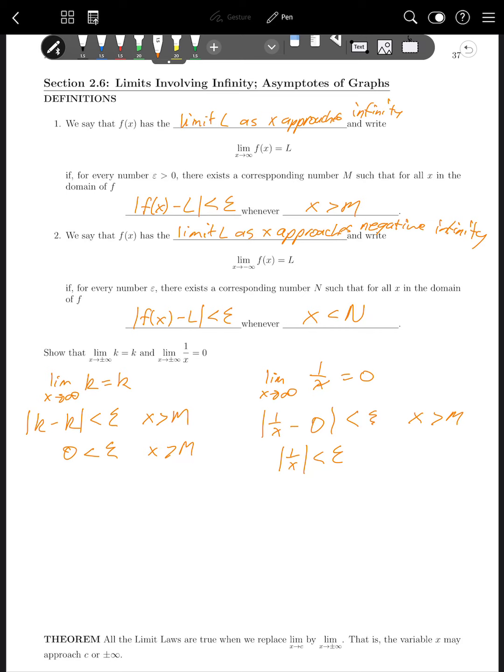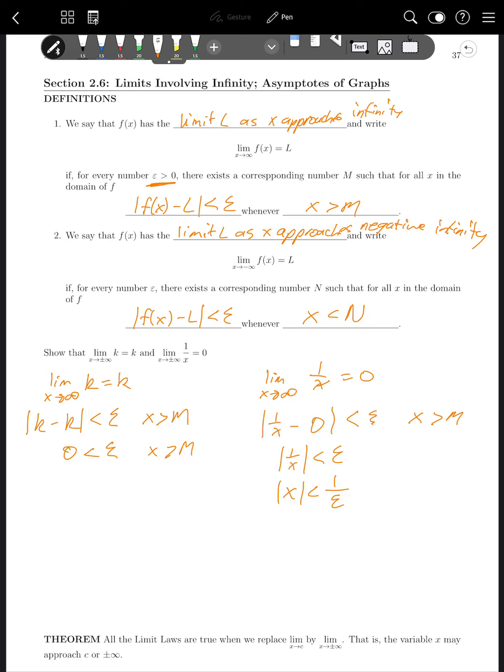Now we can use the reciprocal rule to change this to x is greater than 1 over epsilon. So as long as we can find a value 1 over epsilon, and epsilon doesn't equal 0, so that's fine, this will work. Remember, epsilon is greater than 0. So the only time this would be undefined was if epsilon was 0. Since epsilon can't be 0, this will always work. So that's the proof that this is true.